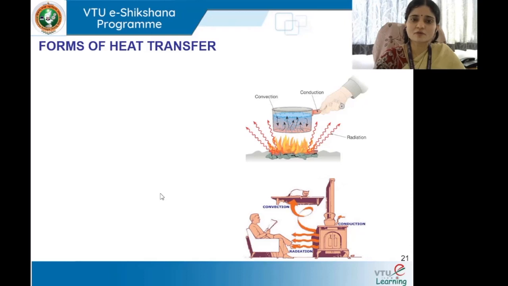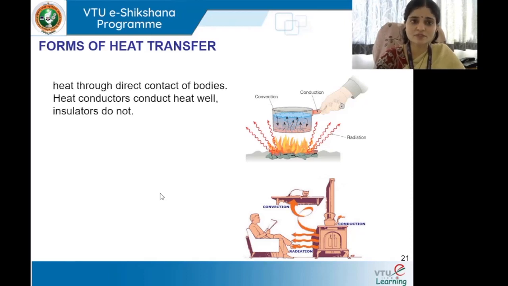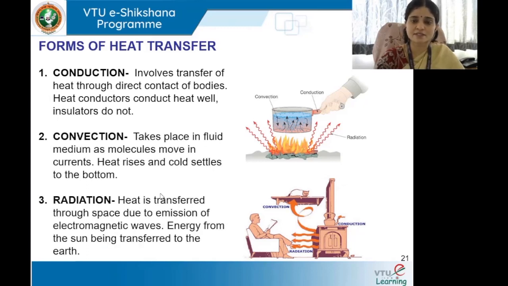Now we will look at the forms of heat transfer. There are three modes: conduction, convection, and radiation. So, very essential to know these. Conduction involves a transfer of heat through direct contact of two bodies. Heat conductors conduct heat well, whereas insulators do not. Convection takes place in a fluid medium as molecules move in currents. Heat rises and cold settles to the bottom. Radiation refers to transfer of heat through space due to the emission of electromagnetic waves. Energy from the sun, the solar energy being transferred to us here on the earth, is radiation.